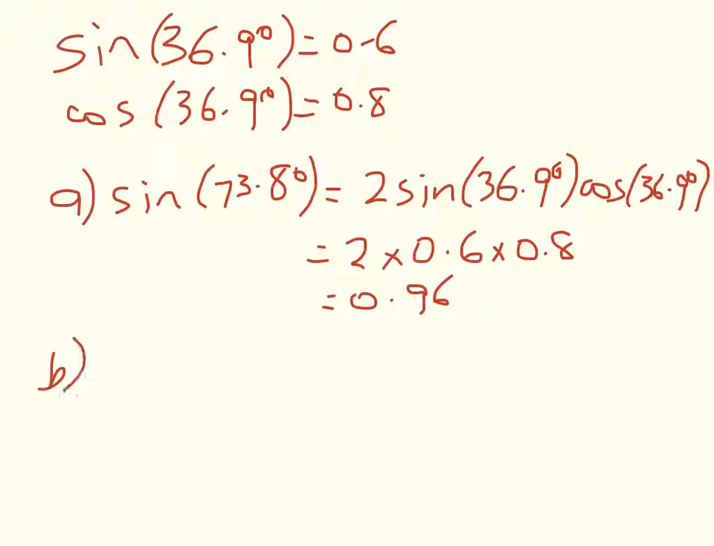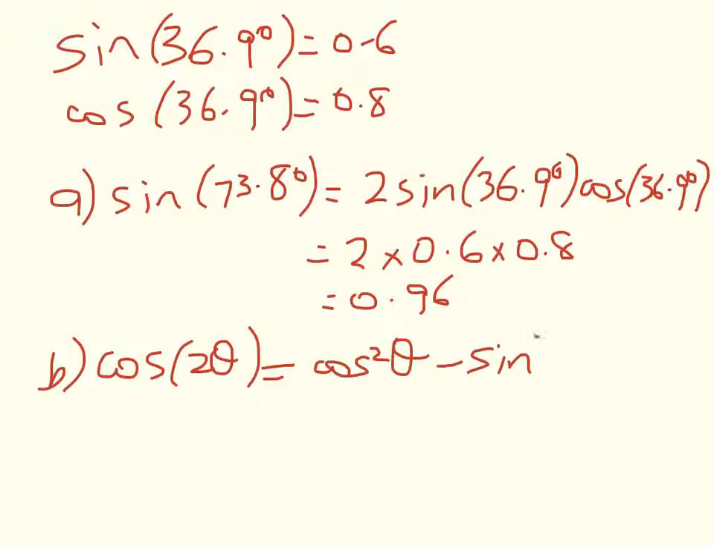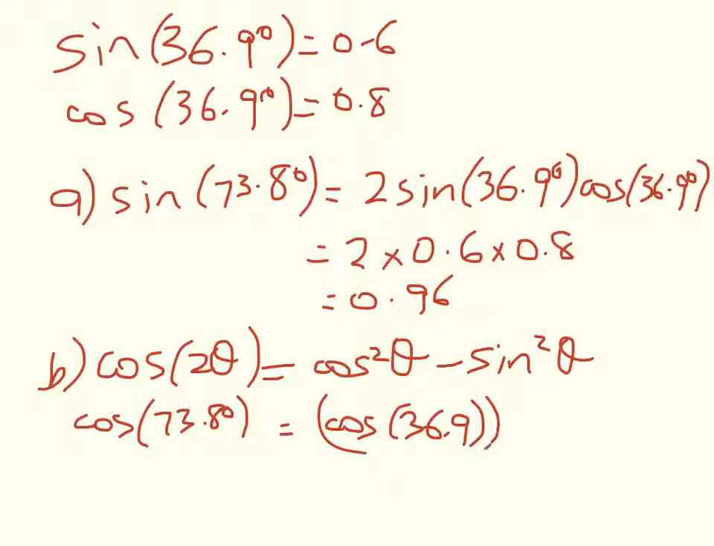The next one, same kind of idea, cosine of 2 theta. Well, you could do this several different ways. Maybe we'll just do the basic one, because we haven't used that yet. Cosine squared of theta minus sine squared of theta. So cosine of 73.8 will be cos of 36.9 squared minus sine of 36.9 squared.